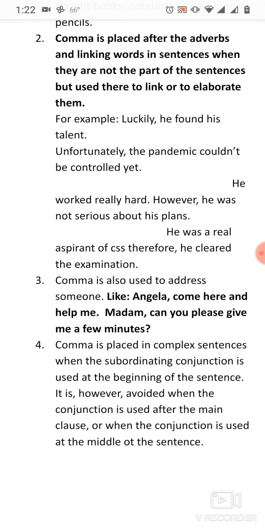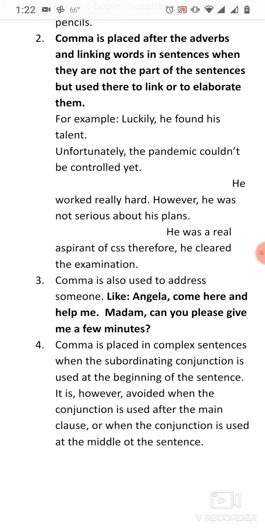Madam, can you please give me a few minutes? Here, if this sentence has been written somewhere with a comma after madam, the reader would understand that madam has been addressed.